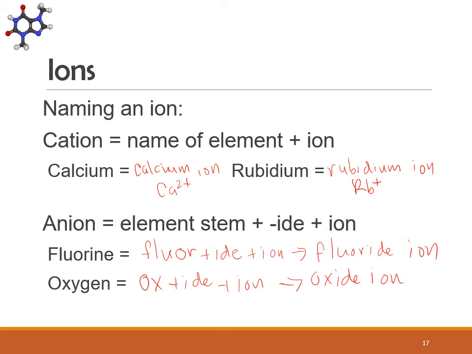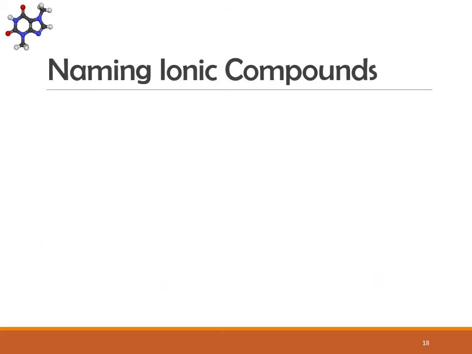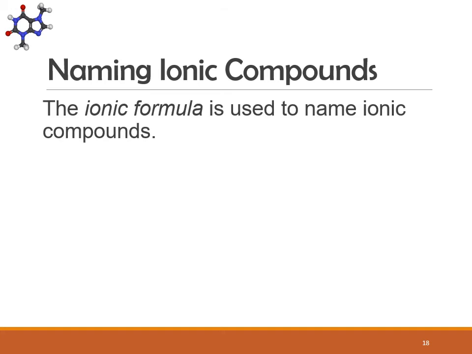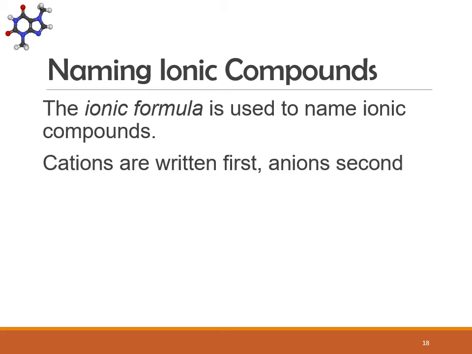Ions made of only one atom are called monatomic ions. Ions made of two or more atoms are called polyatomic ions. The molecular formula that we studied in Module 1 is used to represent covalent compounds. We use the ionic formula to represent ionic compounds. When writing and naming ionic compounds, we put the cation first, the anion second.